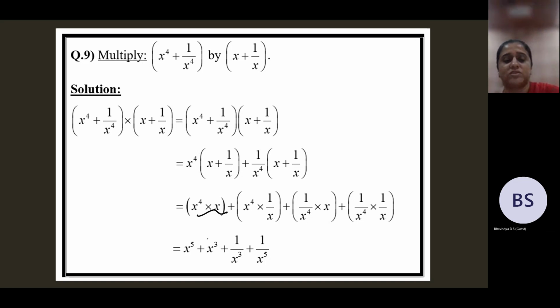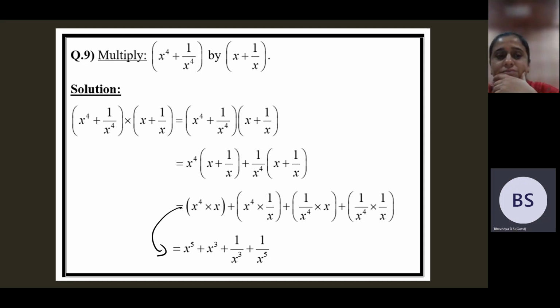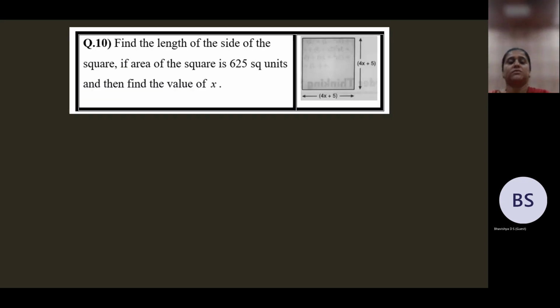Then this one is x to the power 5. Here, x to the power 3. Here, 1x and 1x will go. So x cubed. Here, x to the power 4 into x is x to the power 5. Just see if you understand the last step. From this to this, just see if you understand. You sure you understand? Understood, ma'am. All right.